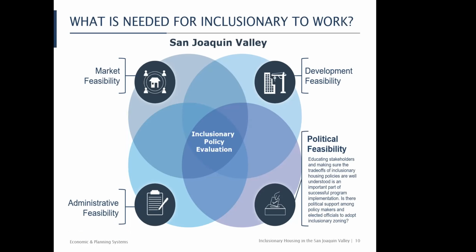And then finally, political feasibility. So you can have all of the other three conditions in place and then have a city council that doesn't want to adopt a program, or even a city council that wants to adopt a program, but there's a lot of discussion at a council meeting. And if there isn't political will to adopt this program from the get-go, there can be some challenges, of course. So basically what we're looking for with this political feasibility lens is, is there political support among policymakers and elected officials to adopt a program?